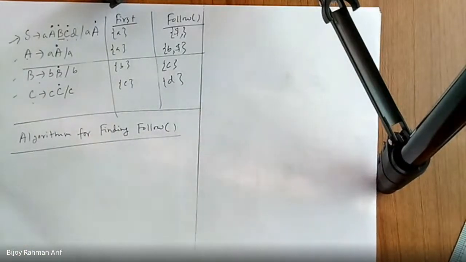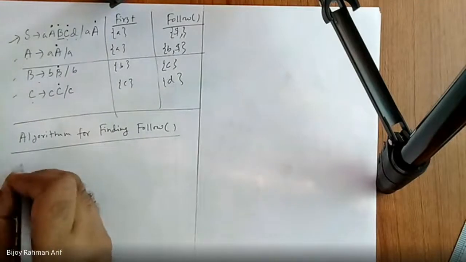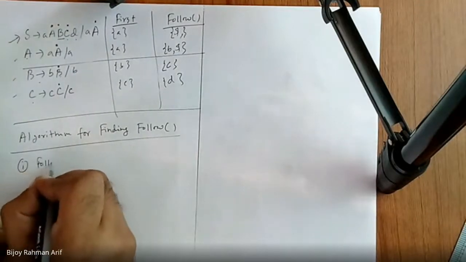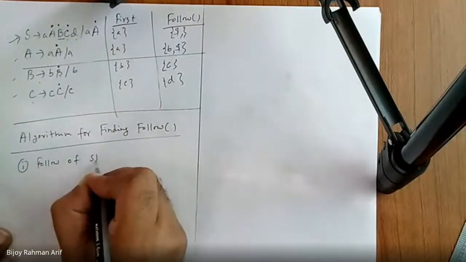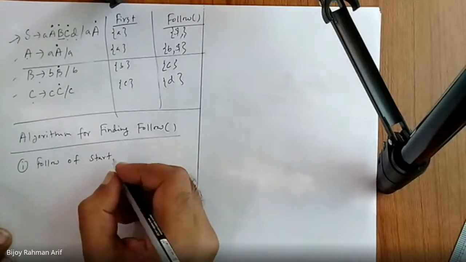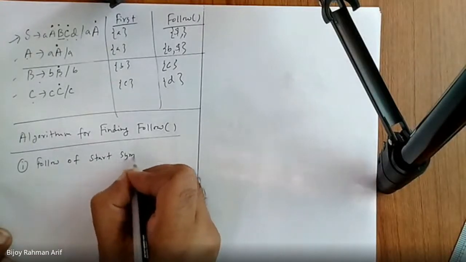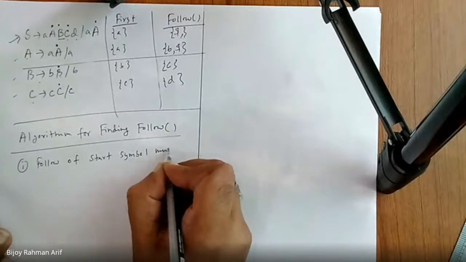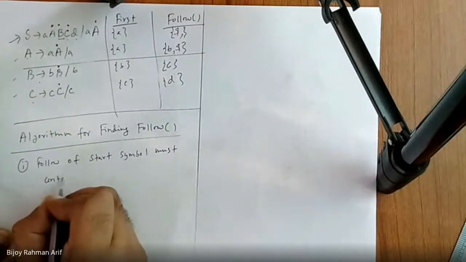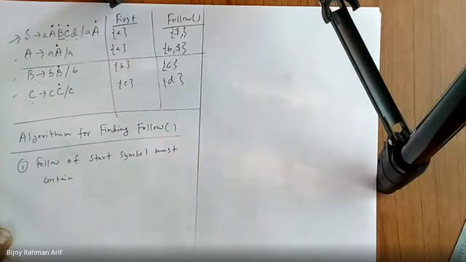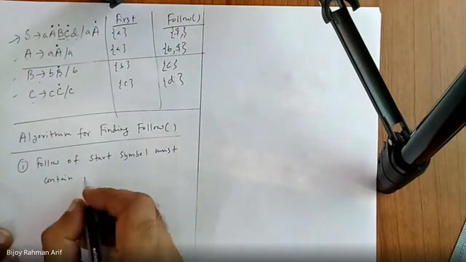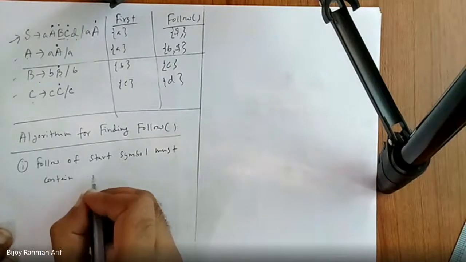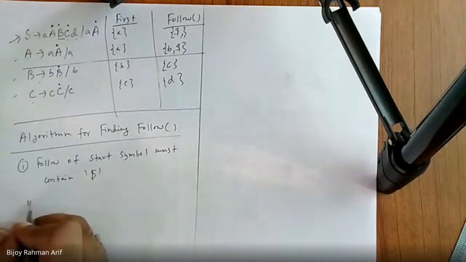What is my first rule? Number 1, follow of the start symbol must contain what? Dollar sign. Whatever is your start symbol, in compiler jargon, we use dollar. So number 1.